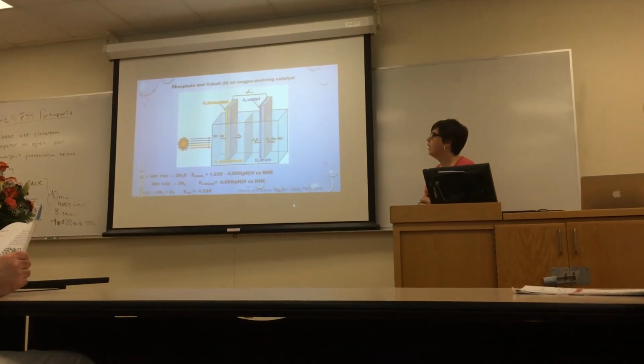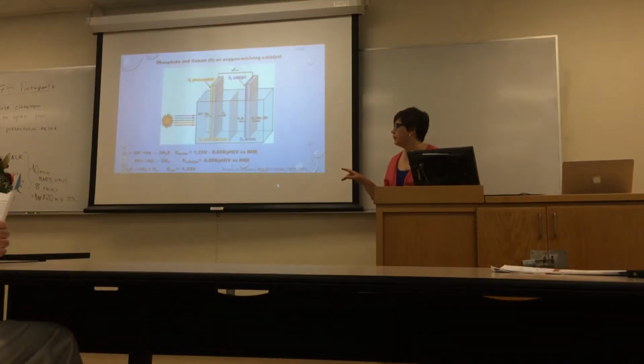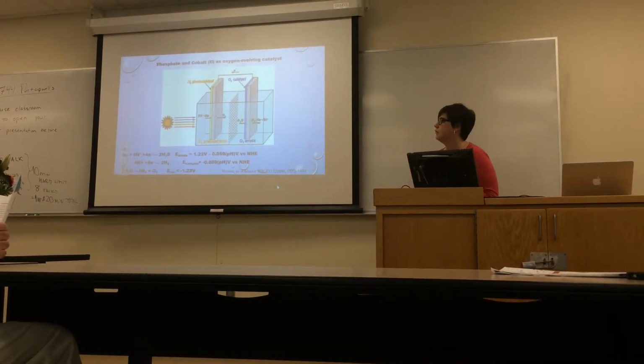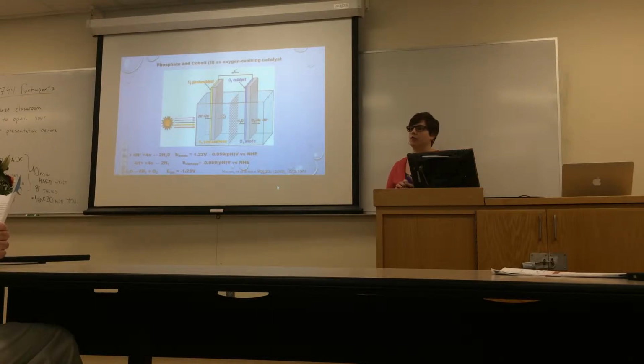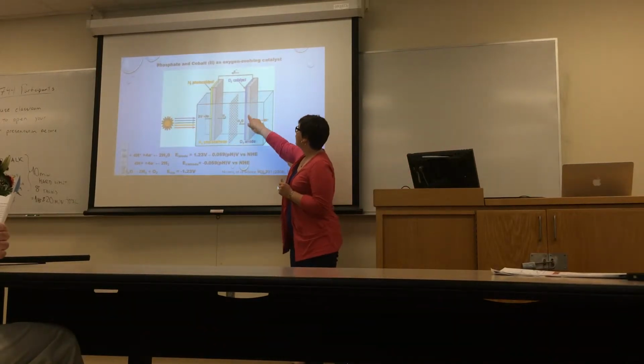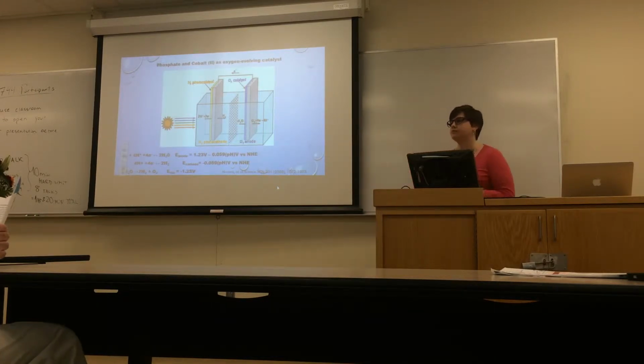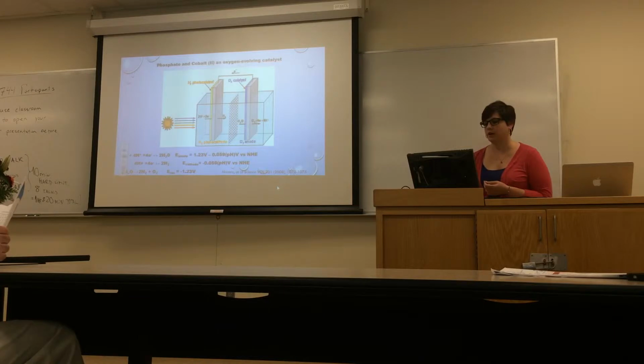So I based this MATLAB research off of a paper done by Nocera in 2008, where he was working with phosphate and cobalt +2 as an oxygen evolving catalyst. What they did is put this catalyst on an indium tin oxide plate and place it into neutral water and evolve oxygen from that. So that's what I was looking at.